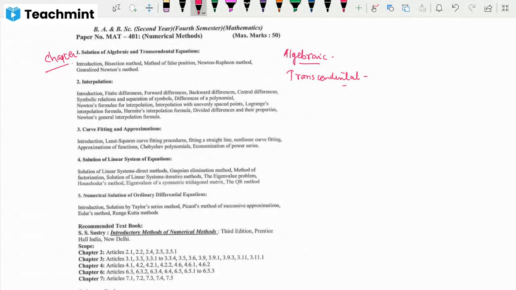we'll solve algebraic and transcendental equations by numerical techniques. These are not analytical or usual methods, but numerical methods to solve such equations. In short, there are only three methods: the bisection method, the method of false position, and the Newton-Raphson method. The generalized Newton's method is just a modification of the Newton-Raphson method. So just three methods are there. First, in the first chapter, we will solve algebraic and transcendental equations by three methods. The first method is the bisection method.